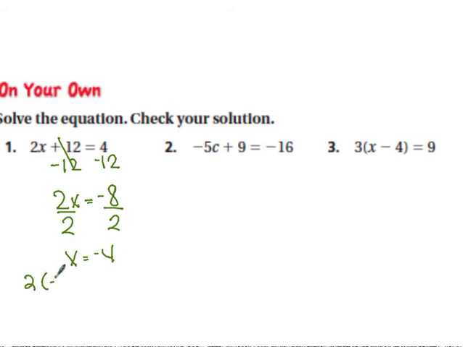So 2 times negative 4 plus 12 should equal positive 4. Negative 8 plus 12 does equal 4. So this one is correct.